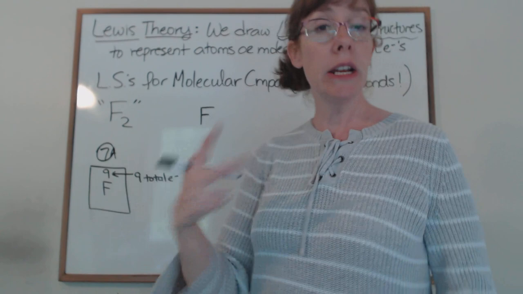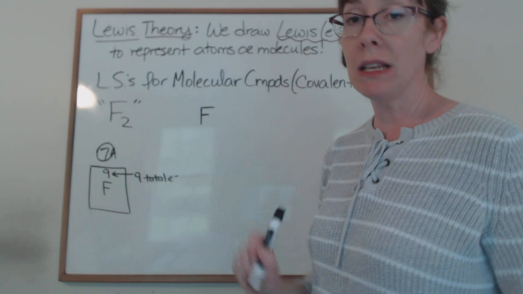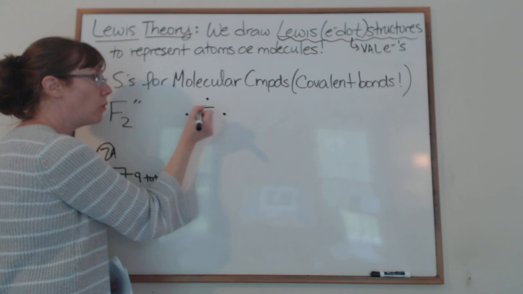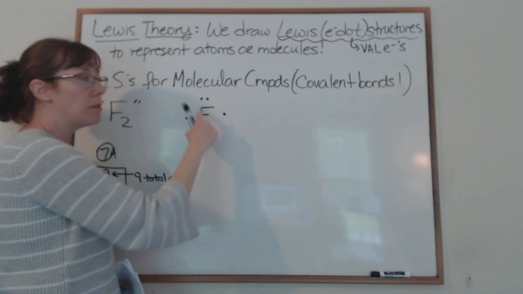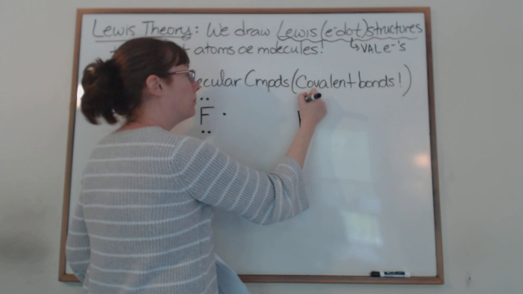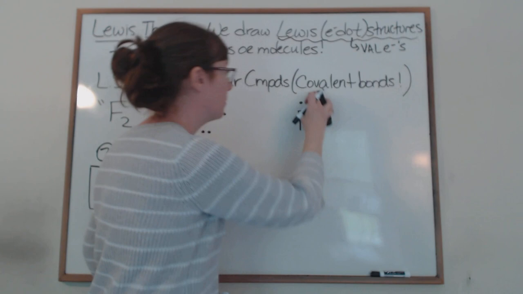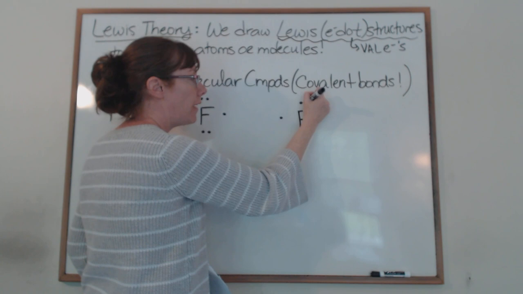See, of those 9, 2 of them were core, and those don't appear at all on the Lewis structure. So we want the number 7. So we need 7 dots. 1, 2, 3, 4. Now, I'm drawing another fluorine over here. So I'm going to make the single one on the inside. But understand, you do fill them up one at a time. Let me draw the other fluorine here. Let me fill them up one at a time. 1, 2, 3, 4, 5, 6, 7. Like I said, I'm putting the singles towards the middle just for a nice picture.